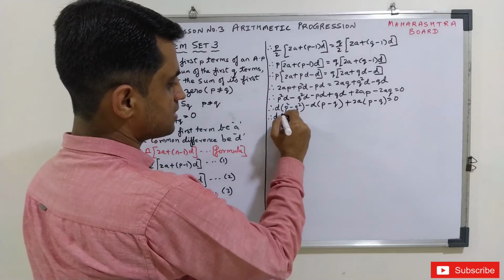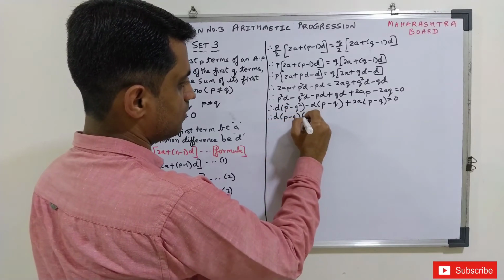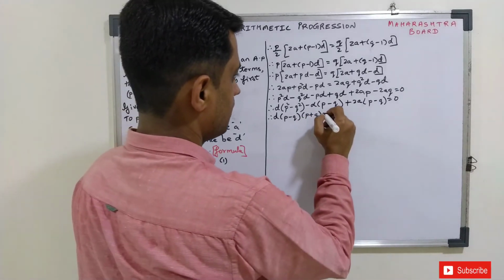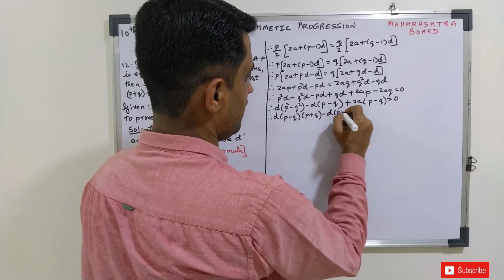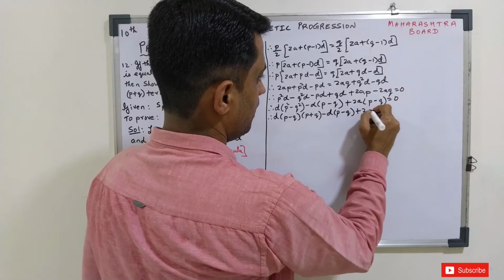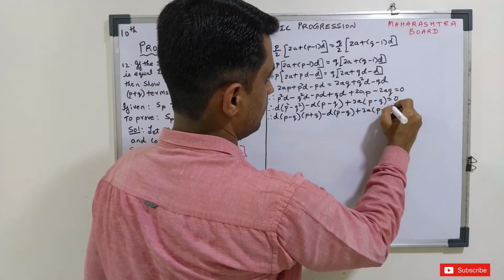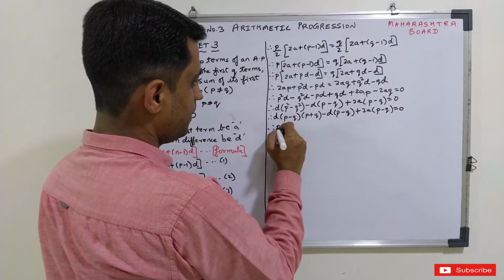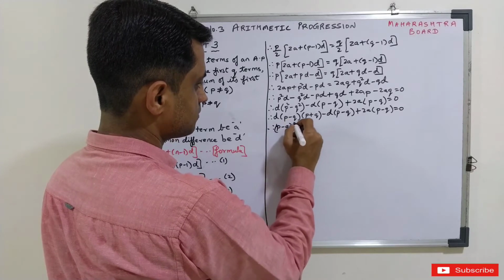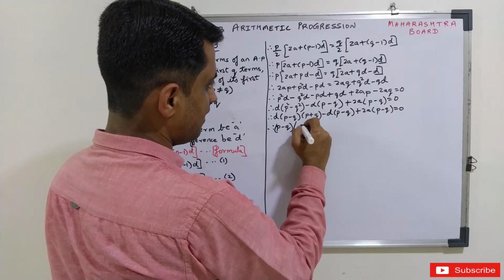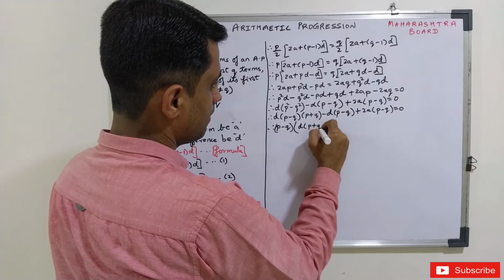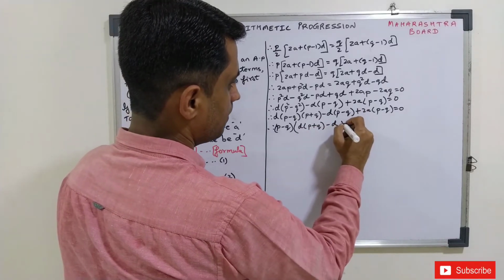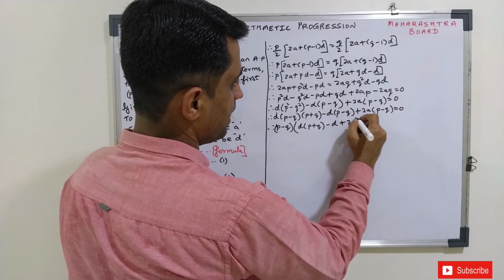If you see here, this can be written as P plus Q, P minus Q by that formula A square minus B square, minus D(P minus Q) plus 2A(P minus Q) is equal to 0. Take out common. What will be the common? P minus Q is common. What will be left? D(P plus Q) minus D, P minus Q gone, plus 2A, P minus Q has gone.